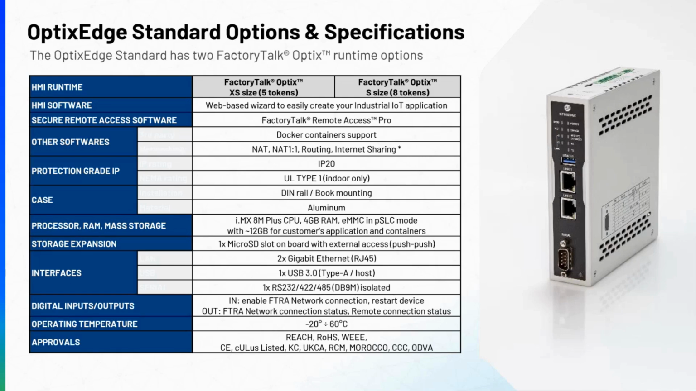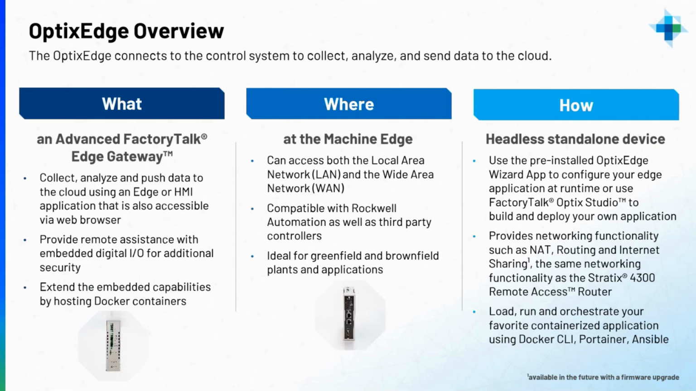Now, the other option is the Optix Edge. So if you don't have a slot open in your Control chassis, or maybe you're using a different type of controller, like a CompactLogix, but you would like Edge capabilities in your application, the Optix Edge Standard is a great option for that. It comes in two sizes, one with 5-token runtime built in, or one with 8-token runtime built in. And the Optix Edge can do everything that the embedded edge can do, right?